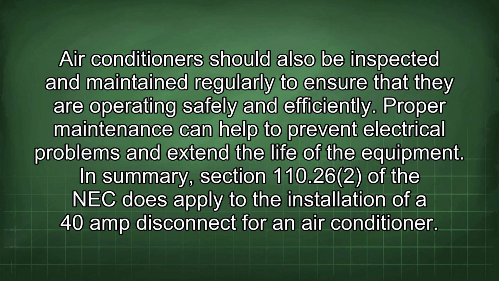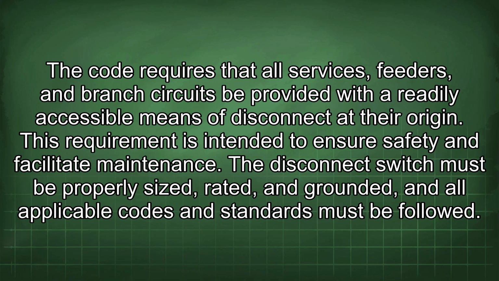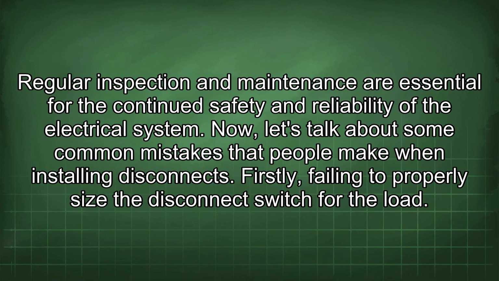In summary, Section 110.26 of the NEC does apply to the installation of a 40-amp disconnect for an air conditioner. The code requires that all services, feeders, and branch circuits be provided with a readily accessible means of disconnect at the origin. This requirement is intended to ensure safety and facilitate maintenance. The disconnect switch must be properly sized, rated, and grounded, and all applicable codes and standards must be followed. Regular inspection and maintenance are essential for the continued safety and reliability of the electrical system.